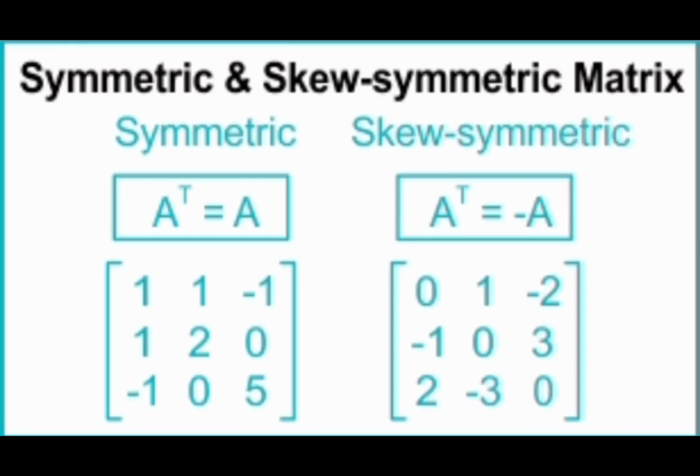Here, to find the transpose, we interchange the rows and columns for a given matrix A, and to find the negative A matrix, we just multiply the given matrix by a negative sign and write the resulting negative matrix A. And this gives the difference between symmetric and skew symmetric.